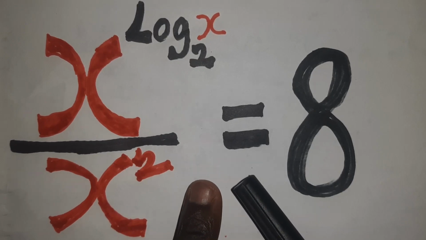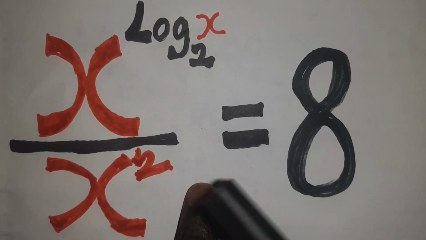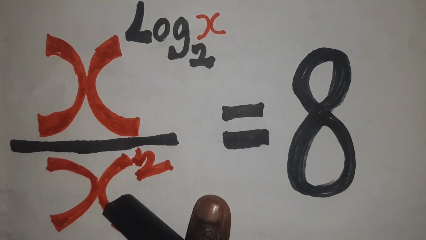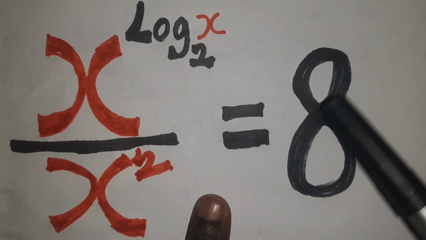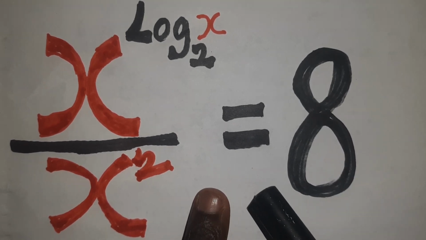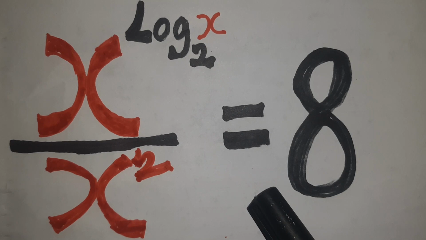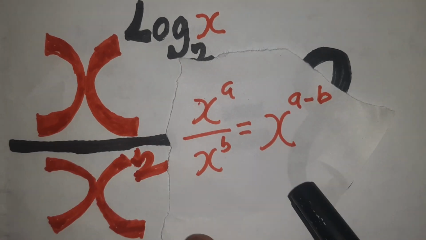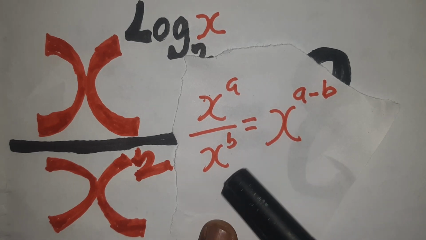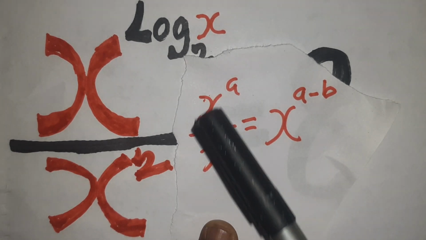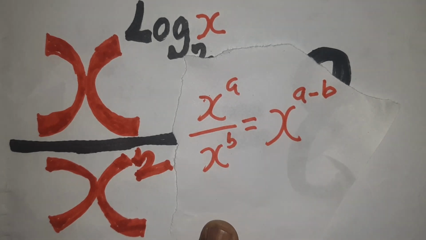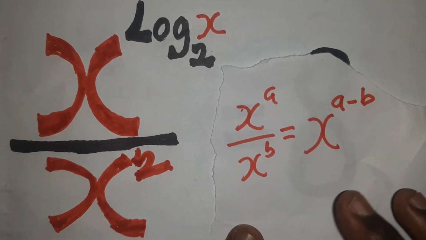Okay, so we have this interesting exponential equation here. We have x raised to the power log x base 2 divided by x raised to the power 2, everything equal to 8. Now, we could start by rewriting the left-hand side following the law of indices. So, this particular law of indices, when you have x raised to the power a divided by x raised to the power b, the bases being the same, you are picking one of the bases and then you're subtracting the power because it's division. So, we're going to follow the same logic here.